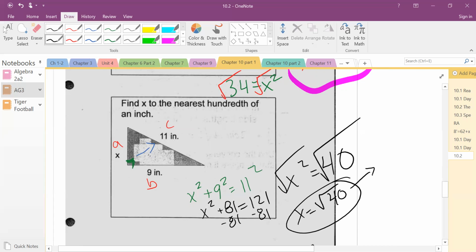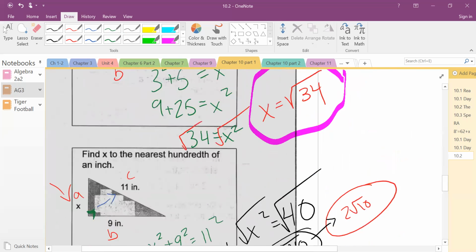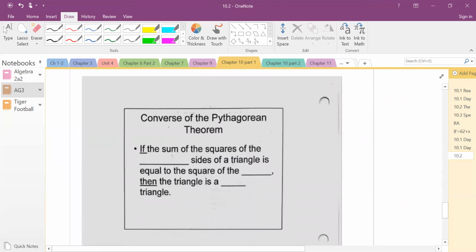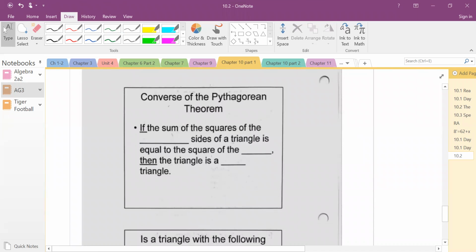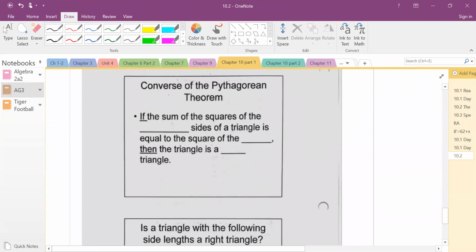If I want to simplify that, what does it break down to? Root 4 times root 10. What can we pull out of root 4? 2. So we'll have 2 root 10. Pretty easy, pretty straightforward. You guys have seen this a ton. Should have seen this by now. We'll skip this and I'll just show you.